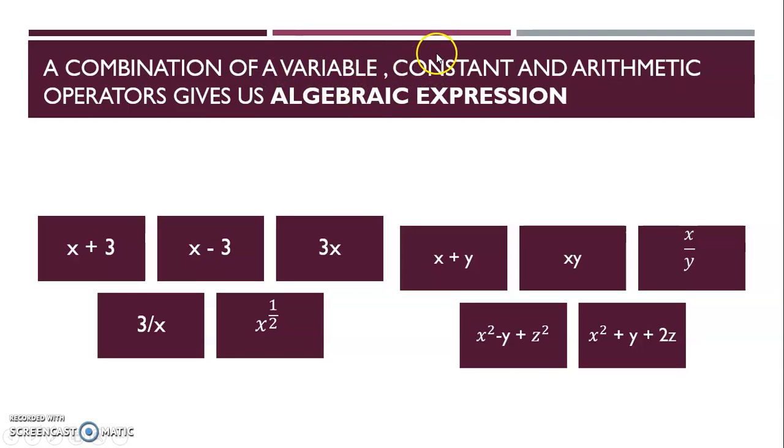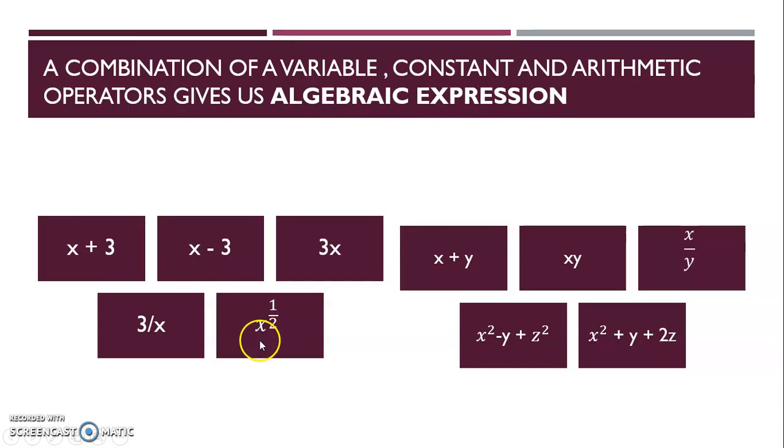So if there is a constant and a variable, there should be a joining arithmetic operator. चाहे तो आप ये अकेला ही लिख सकता है. अगर एक वेरिएबल और एक कांस्टेंट होता है तो एक अरिथमेटिक ऑपरेटर होना ही चाहिए. अगर दो अलग वेरिएबल होता है तो भी क्या चाहिए? हमें एक अरिथमेटिक ऑपरेटर उनके बीच में जोड़ना चाहिए. So a combination of a variable, a constant, and an arithmetic operator gives us an algebraic expression.